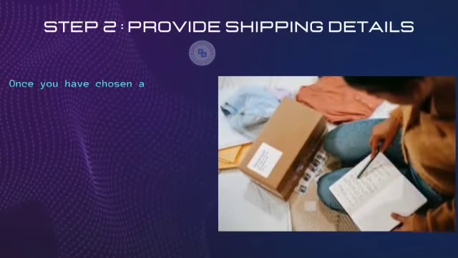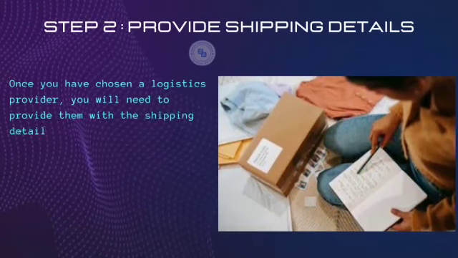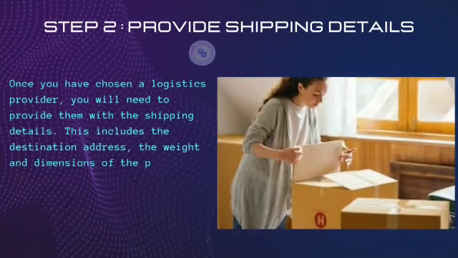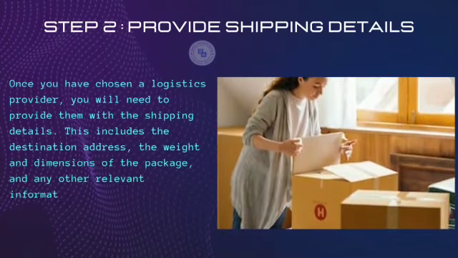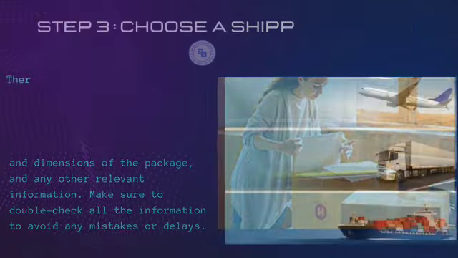Number 2, provide shipping details. Once you have chosen a logistics provider, you will need to provide them with the shipping details. This includes the destination address, the weight and dimensions of the package, and any other relevant information. Make sure to double-check all the information to avoid any mistakes or delays.